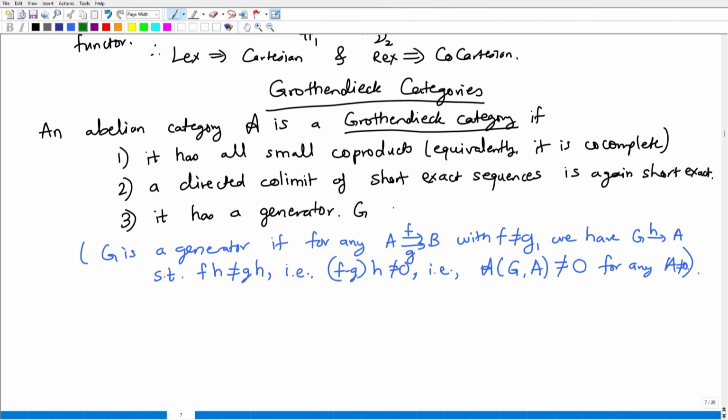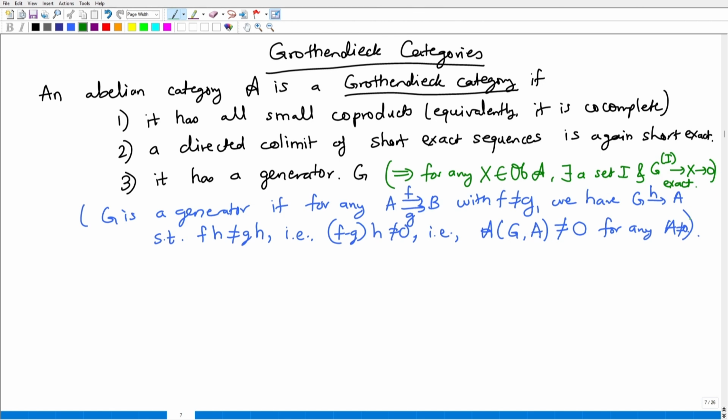Yeah. So, this implies, I am writing it in bracket, that for any X in object of A, there exists a set I and a short exact sequence G^I to X to 0. Okay, what is G to the power I? It is the co-product of capital I many copies of G. Yeah, so there is an epimorphism from G to the power I to X.